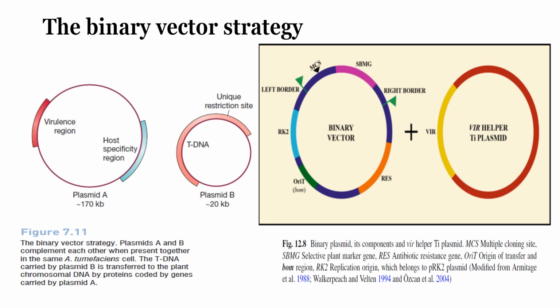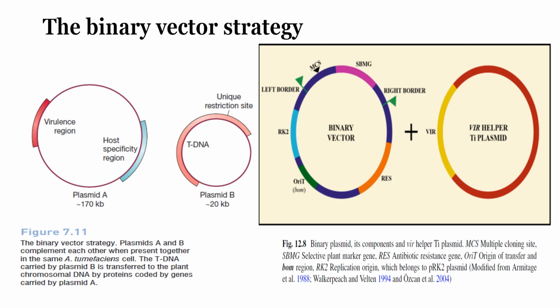Let's have a look at the binary vector system. Binary means two, so having two vectors. This is figure 7.11 taken from T.A. Brown, Gene Cloning and DNA Analysis, chapter number 7. Here we see plasmid A. Plasmid A contains only the virulence region and the host-specific region, while plasmid B contains the tDNA.